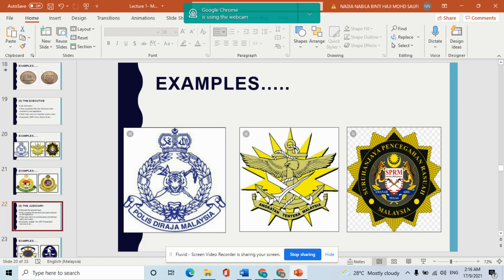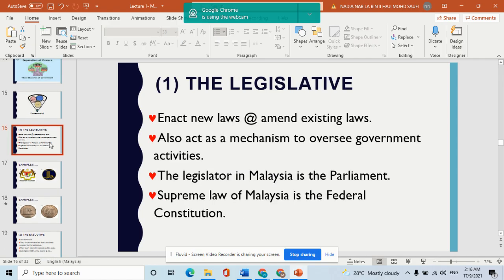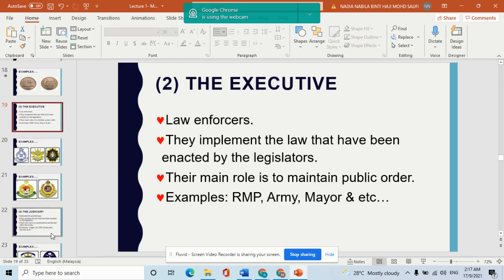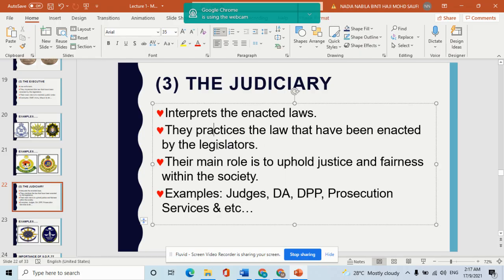So the third one is the judiciary. So you have first the legislator, then the second, executive, and lastly the judiciary. So what is governed under the judiciary? The judiciary interpret the enacted laws. They practice the law that has been enacted by the legislator, the law in practice, not the law in theory. They practice it, they use it. Their main role is to uphold justice and fairness within the society, especially within the legal framework.